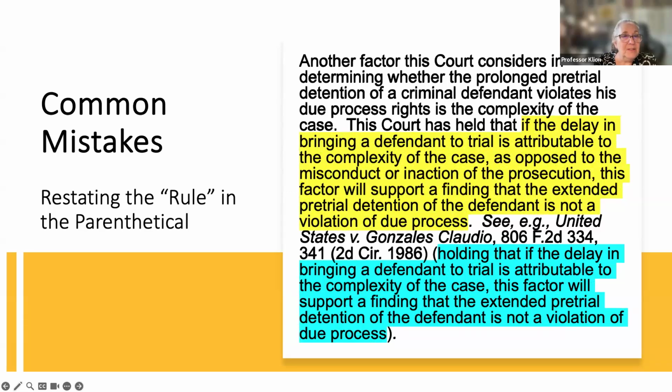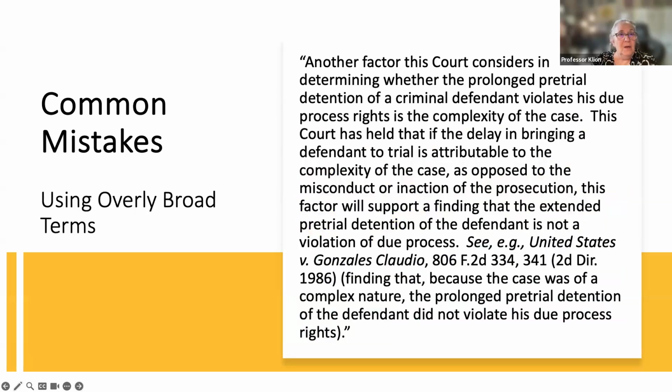So the parenthetical is not adding anything new. It is not explaining the text. It is merely repeating yourself. Another common mistake would be to use overly broad terms, which means that the reader themselves would not necessarily understand what purpose the parenthetical means.